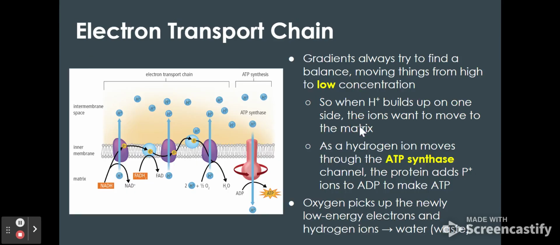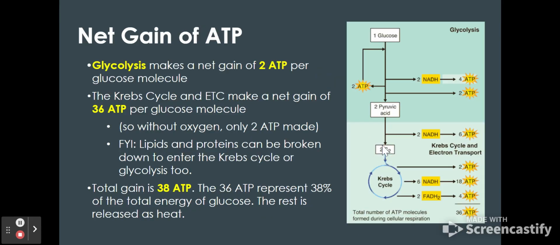Okay, and those gradients always try to find a balance. They always want to move from high to low concentration. So when that hydrogen ion builds up on one side, the ions want to move into the matrix. And as they move through the ATP synthase, the protein adds phosphate ions to ADP, and we get ATP. Now, oxygen picks up the newly low energy electrons and the hydrogen ions, and it makes water, which then comes out as waste.